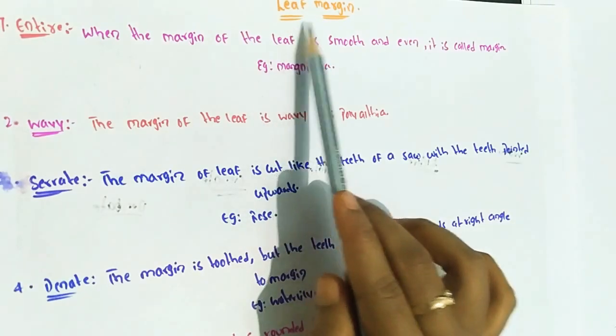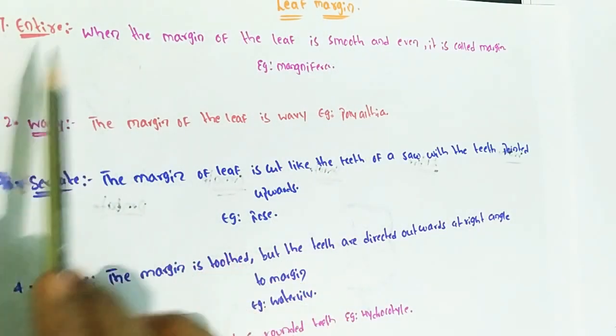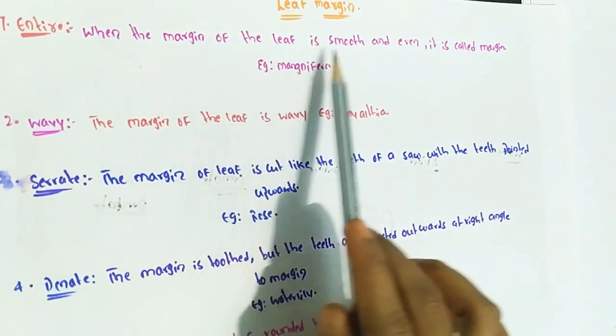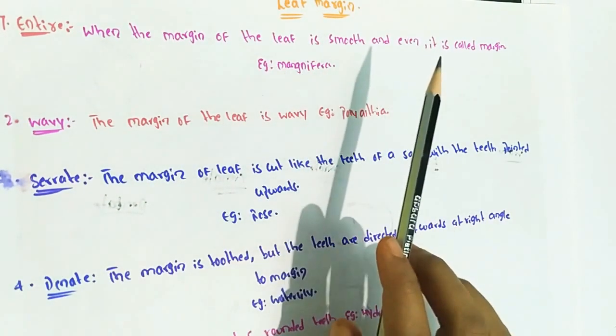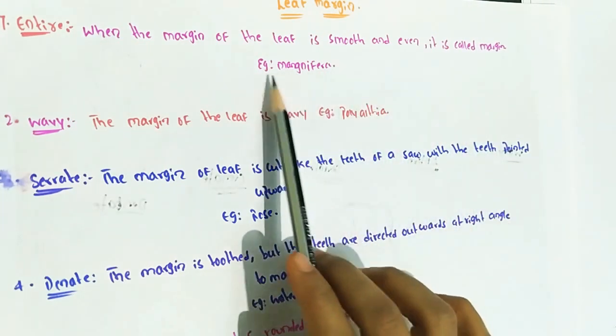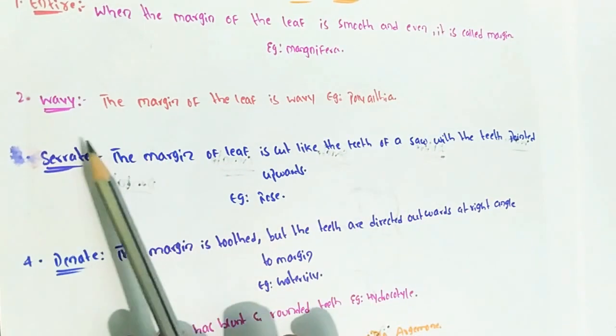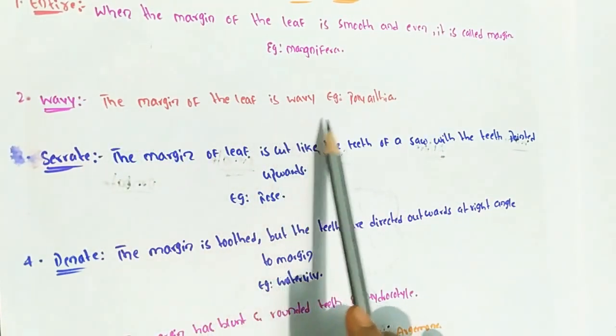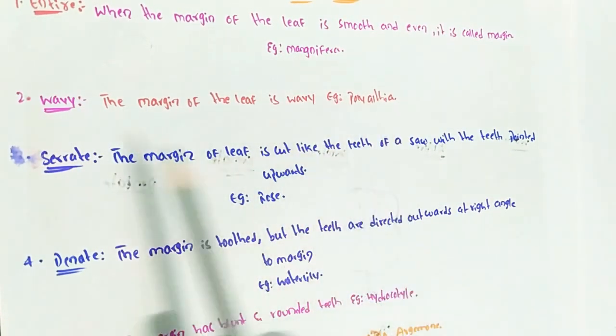Next topic, leaf margin. First type, entire. When the margin of the leaf is smooth and even, it is called entire margin. Example, Mangifera. Second type, wavy. The margin of a leaf is wavy. Example, Polyalthia.